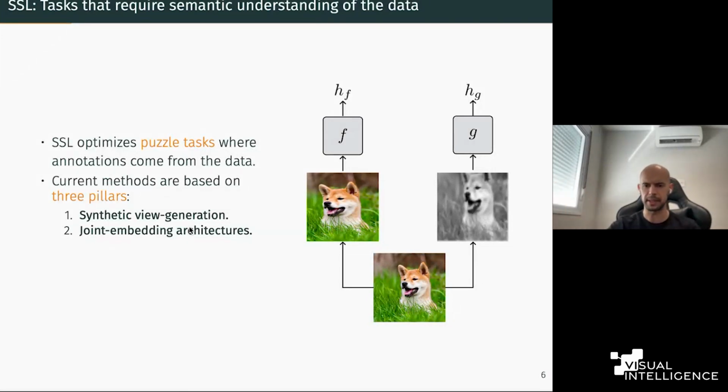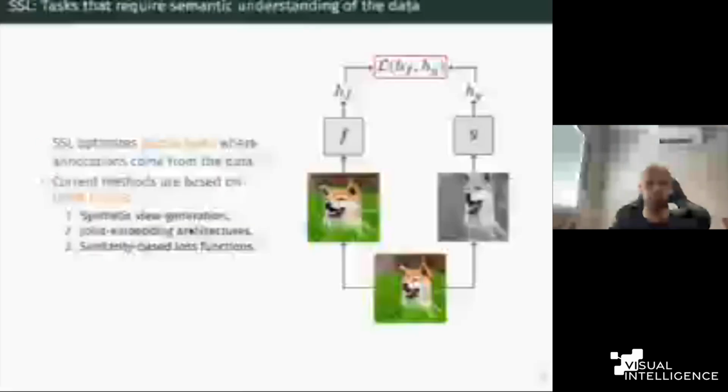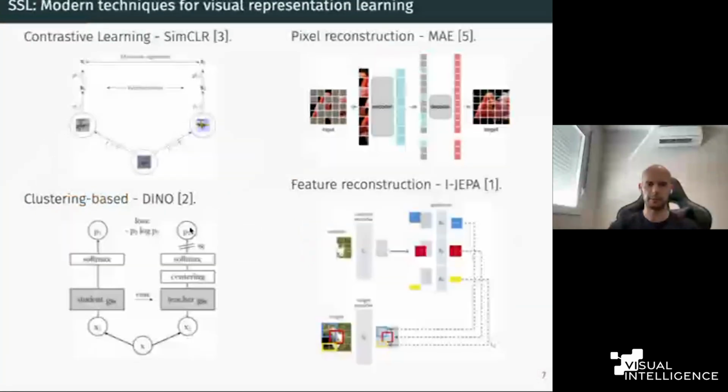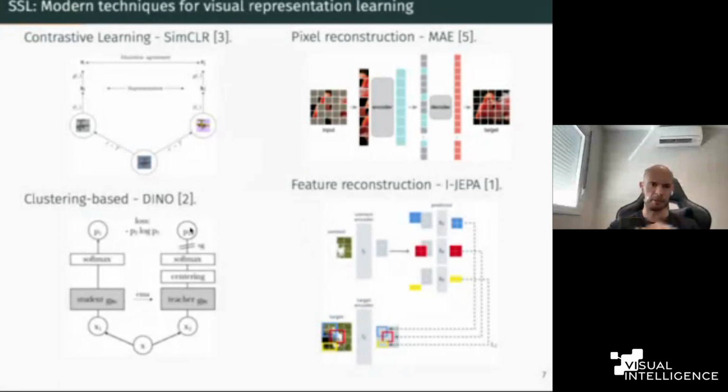which is represented by the H there. And lastly, those representation vectors are optimized using some kind of similarity-based loss functions. So that's basically the three pillars of current self-supervised learning methods. And those are more recent methods, recent self-supervised learning methods.